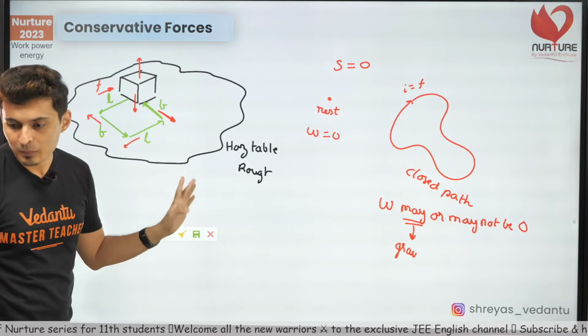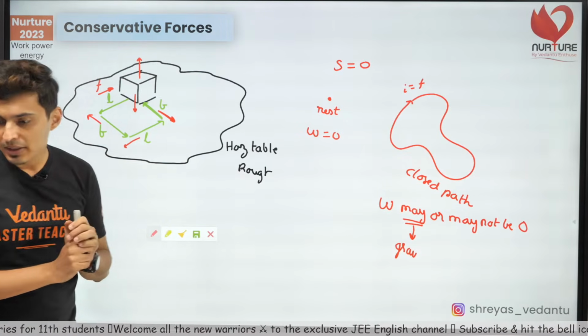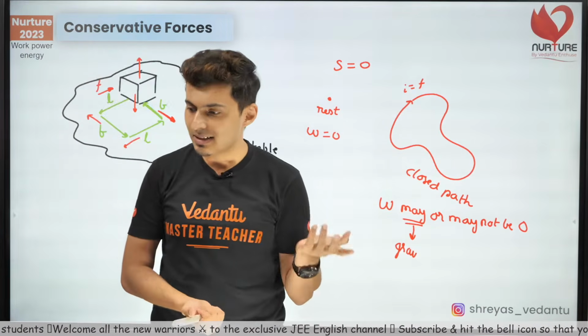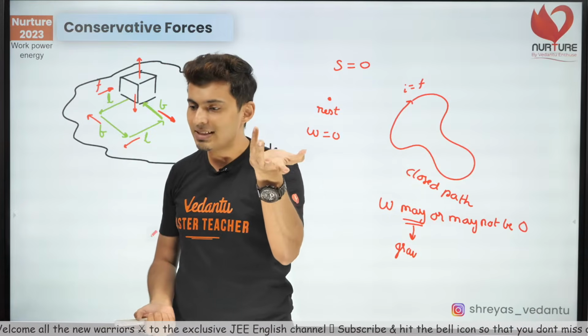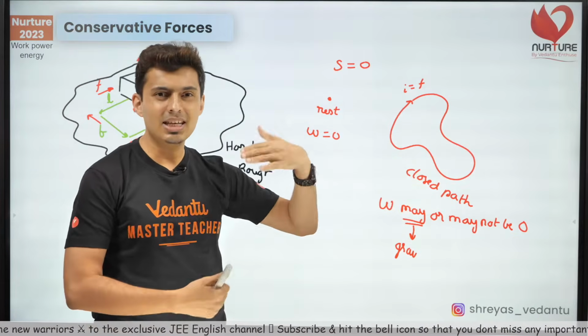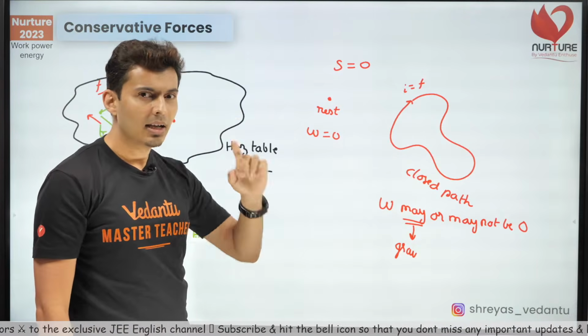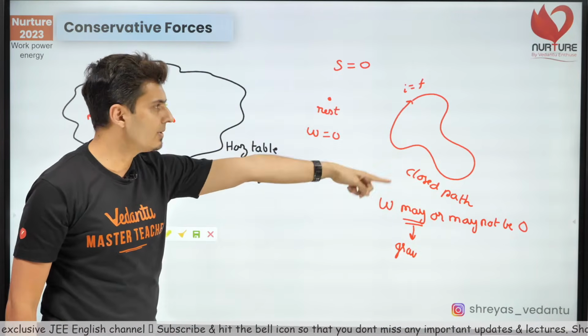Yep, everybody clear? Now, in a closed path, be it a triangle, what is the displacement? It will still be 0. Any shape does not matter, be it circle, triangle. As long as initial and final positions are the same, displacement is 0.